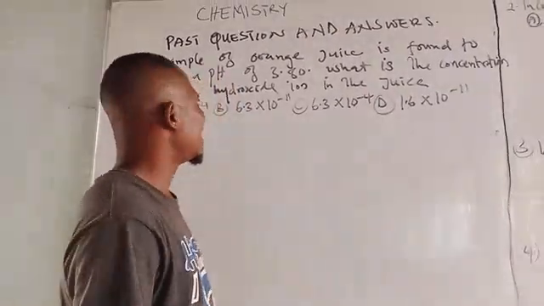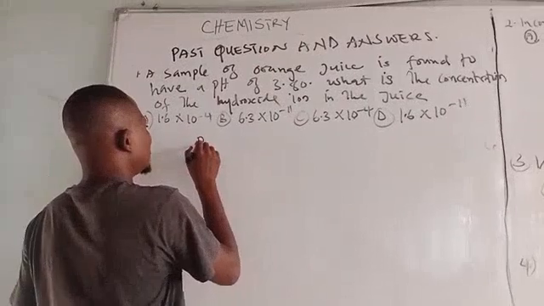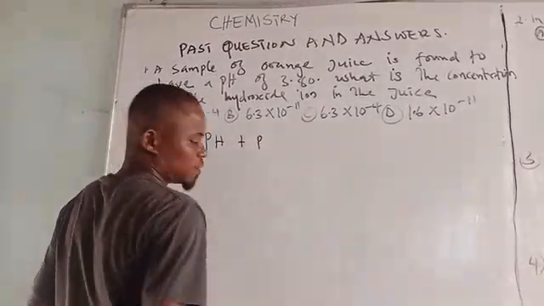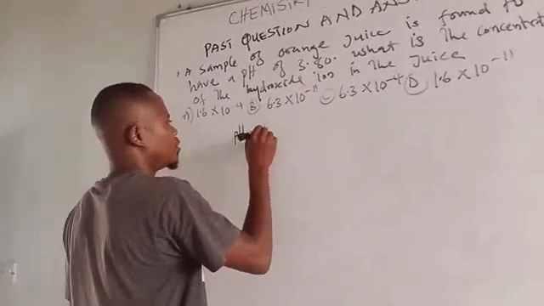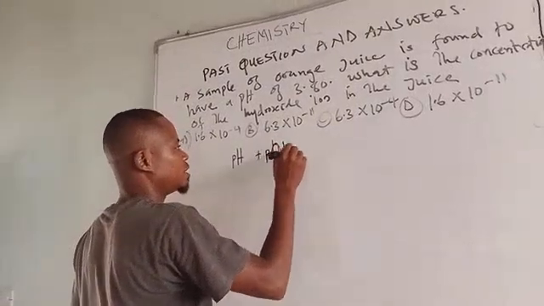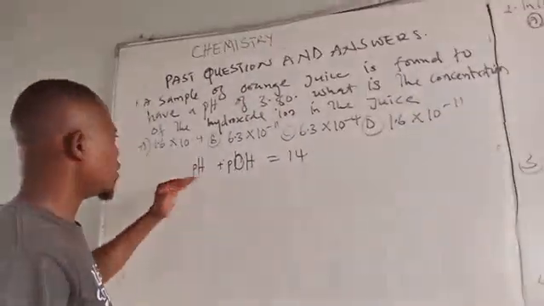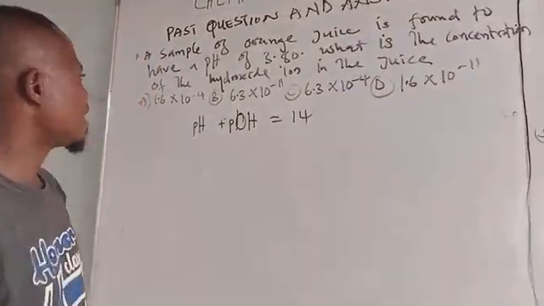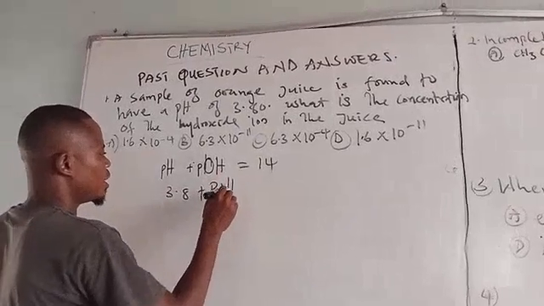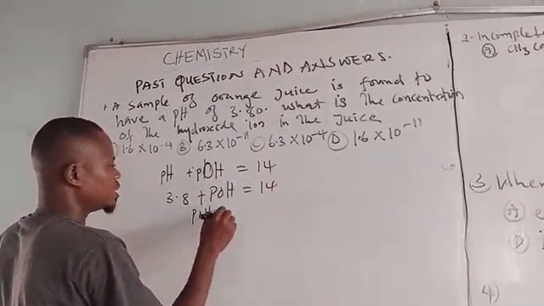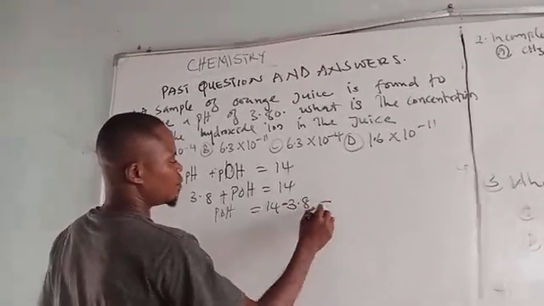So how do you go about this? They say the pH of orange juice is what? 3.8. Now you must remember that for you to answer this question, you must know that pH plus pOH is always equal to 14. The hydroxide ion and the hydrogen ion on the pH scale will be equal to what? 14. And for what we have, they say the pH is equal to 3.8. That means 3.8 plus pOH is equal to 14. It means that pOH is equal to 14 minus 3.8. Subtract this. 14 minus 3.8.